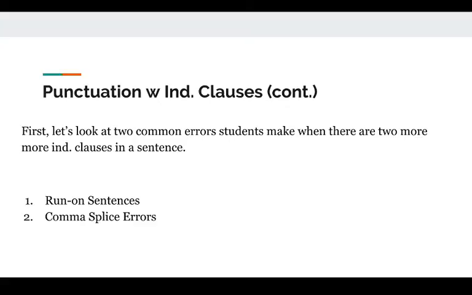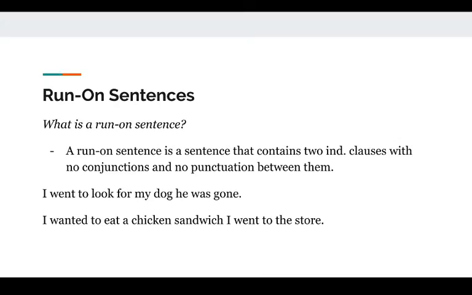So first, let's look at the two common errors students make when there are two or more independent clauses in a sentence. So the first common mistake is run-on sentences, and the second one is comma splice errors. So first I'm going to be going over run-on sentences. So what is a run-on sentence? A run-on sentence is a sentence that contains two independent clauses with no conjunctions and no punctuation between them.